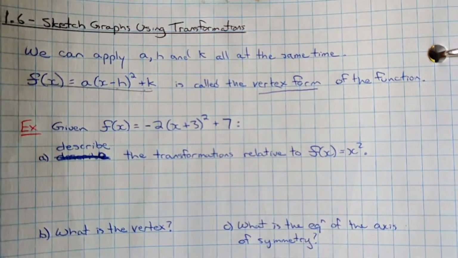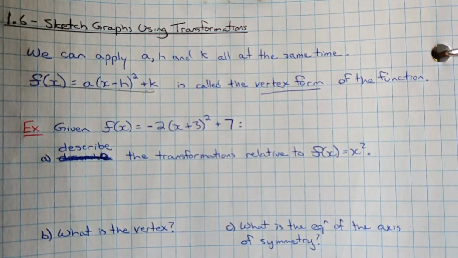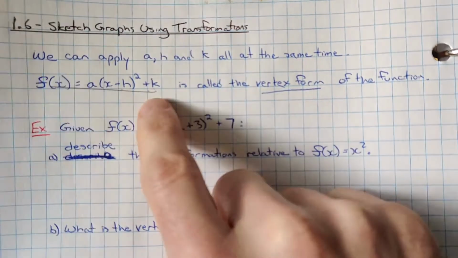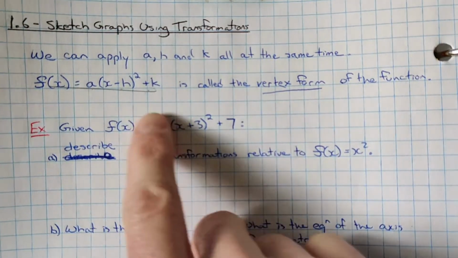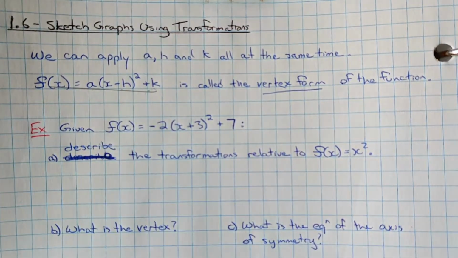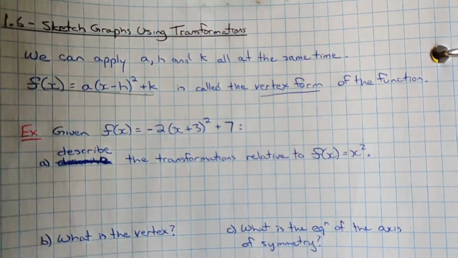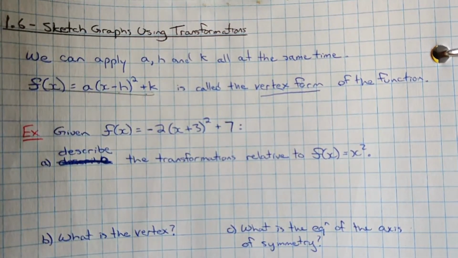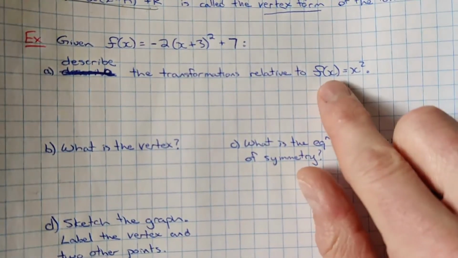and K. Again, remember, A is our stretch and compression, and then the flip up and down. H, opposite number, does the left, right. So negative numbers become positive, positive numbers become negative. And then K, taking its actual value, shifts it up and down. Let's take a look at this one example here. We're going to describe the transformations relative to x squared.